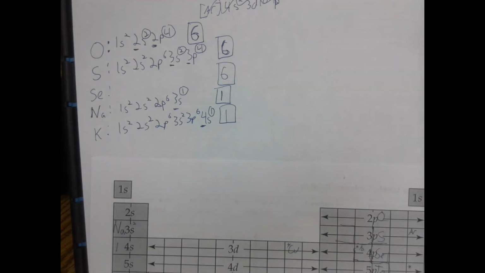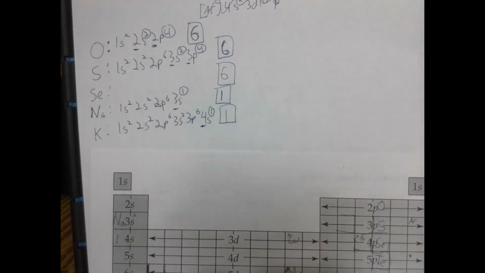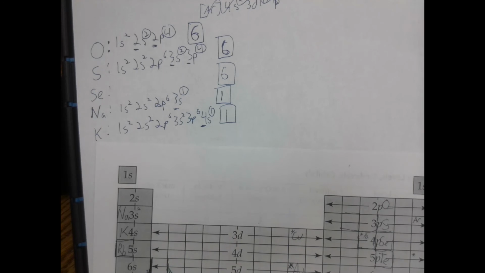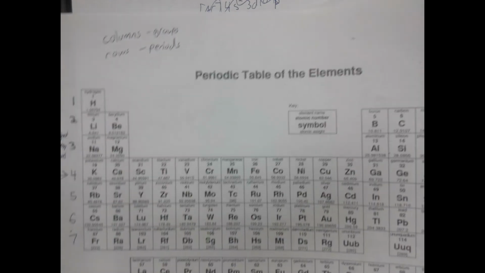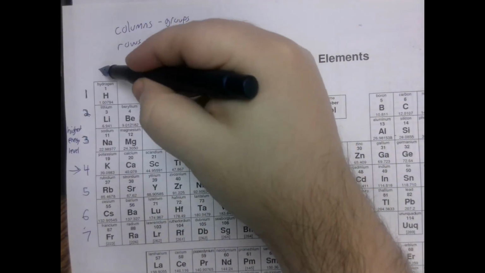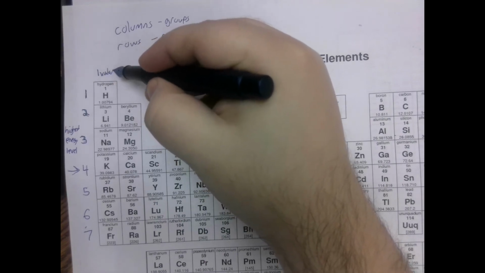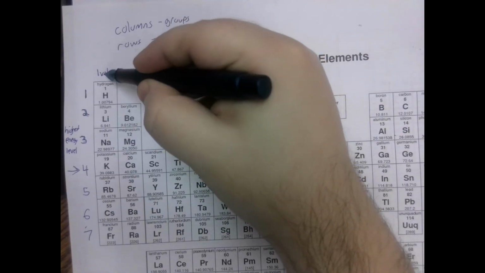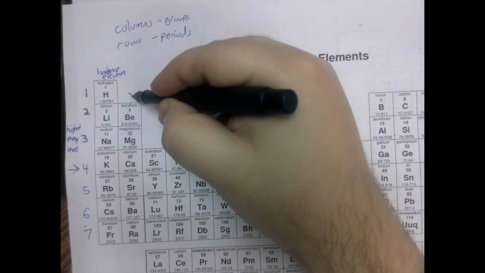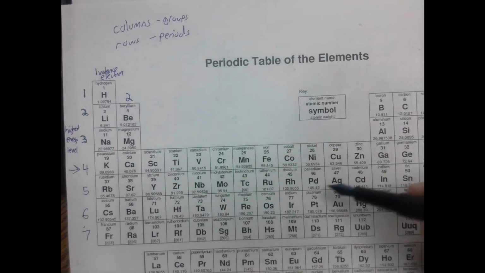What do you think rubidium is going to be? Rubidium is right below, right here. How many valence electrons do you think rubidium is going to have? 1. So looking at your periodic table, all of these have 1 valence electron. All of these have 2. Skip the transition metals.